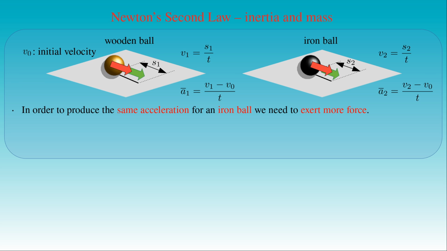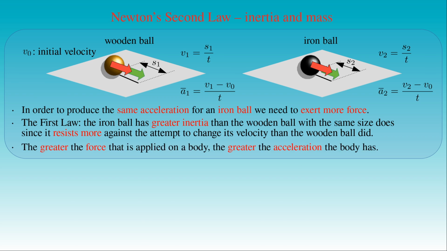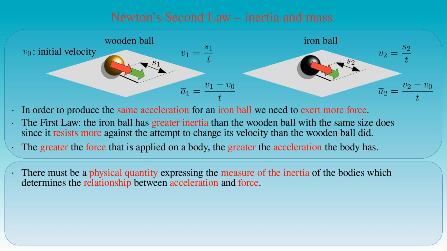as the wooden ball. By virtue of the first law, we can say that the iron ball has greater inertia than the wooden ball with the same size, as it resists more against the attempt to change its velocity than the wooden ball did. On one hand, this result of the experiments indicates that the greater the force acting on a body, the greater the acceleration the moving body has. On the other hand, there must be a physical quantity expressing the measure of the inertia of the bodies, which determines the relationship between the force exerted on a body and its acceleration. We call this physical quantity the mass or the inertial mass of bodies.